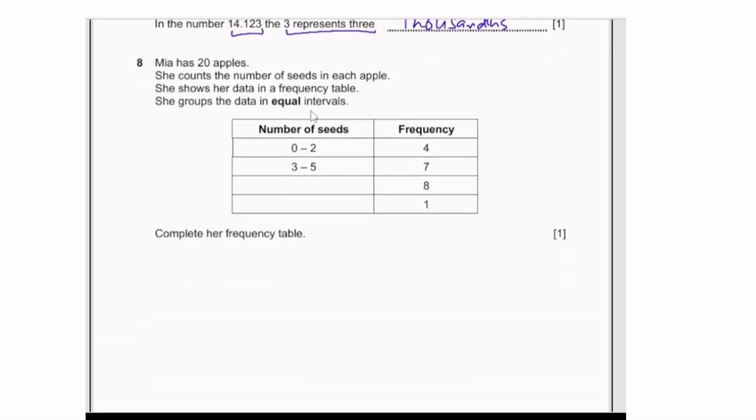Now number 8, Mia has 20 apples. She counts the number of seeds in each apple. She shows her data in a frequency table. Here she groups the data in equal intervals. Complete the frequency table. So we need to observe the pattern. 0 to 2, so a difference of 2. 3 to 5, a difference of 2. Like here should also be a difference of 2, but you see after 2 there is a 3, after 5 we should have a 6, and then 2 more is 8, then after 8 we have here 9 to 11.